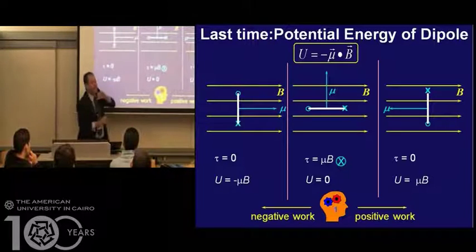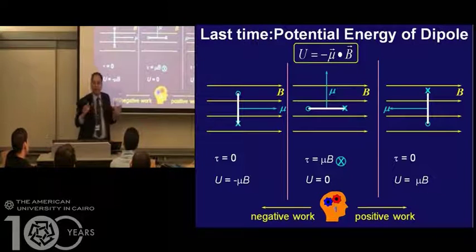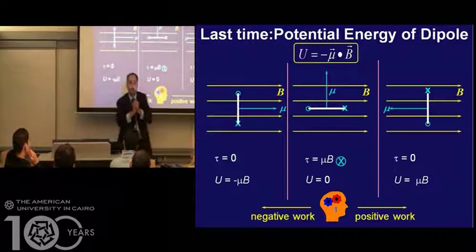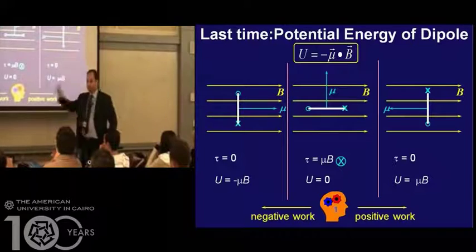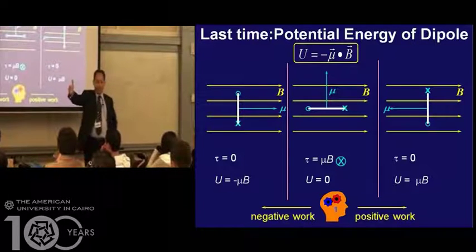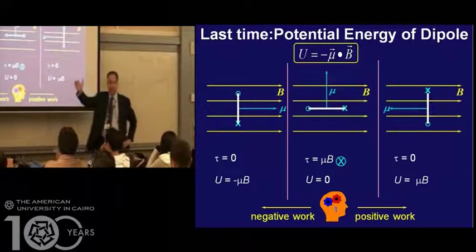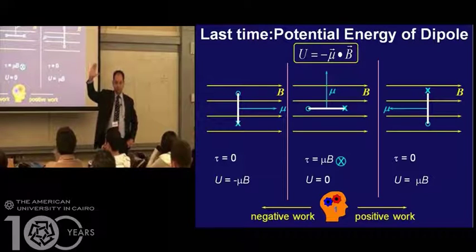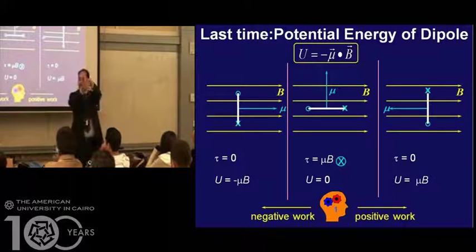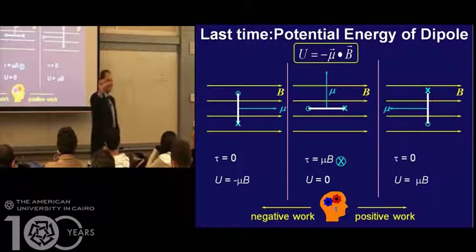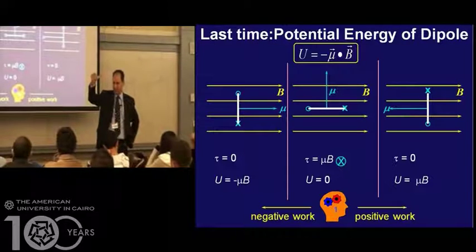What will be the direction of the magnetic field? Sorry, what will be the direction of the magnetic dipole moment? So back again, that's what you have asked at the beginning. We should use the right-hand rule. So if this is the direction of the current in the loop, this will be the direction of the magnetic dipole moment. Again, that's the right-hand rule.